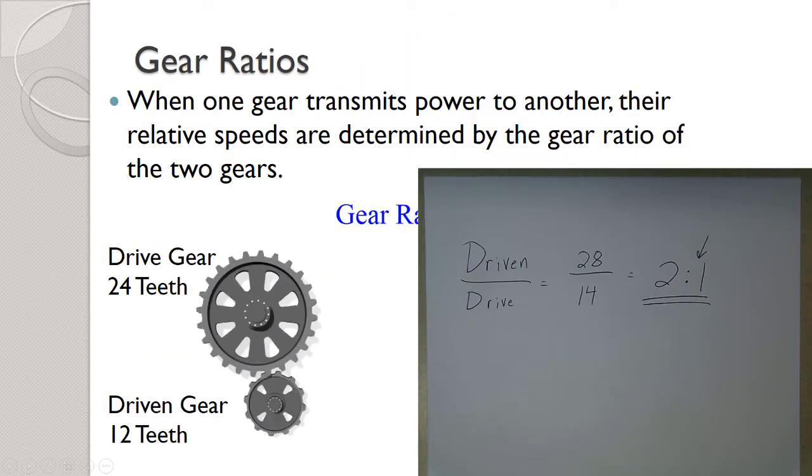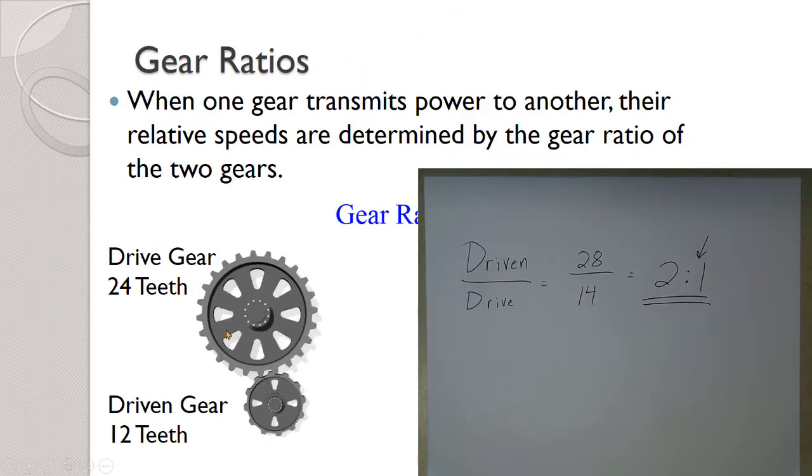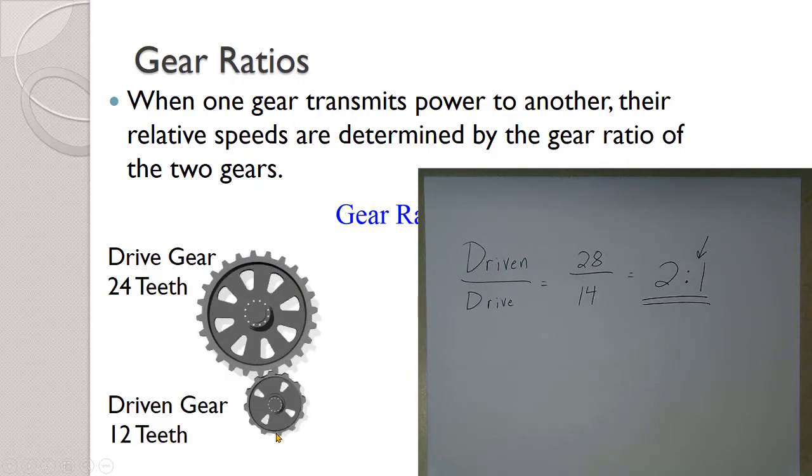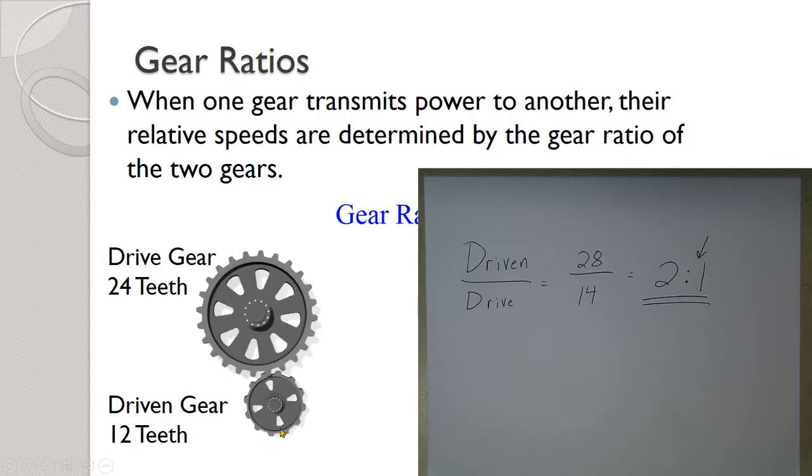Now for the one shown here, we have a little bit different scenario. Here the drive gear is bigger than the one that's being driven. So the drive gear has 24 teeth on it, but the driven gear only has 12. And you can see that means that the driven gear has to turn a little bit faster.